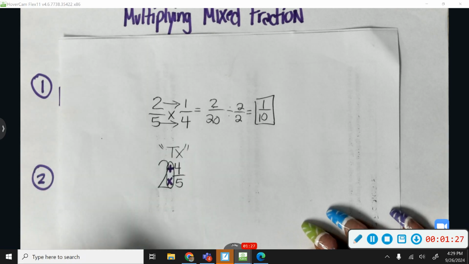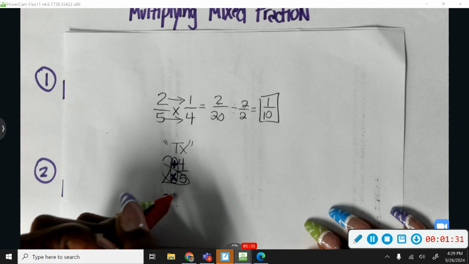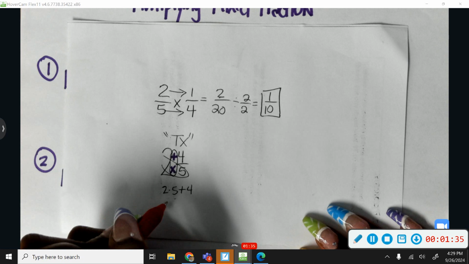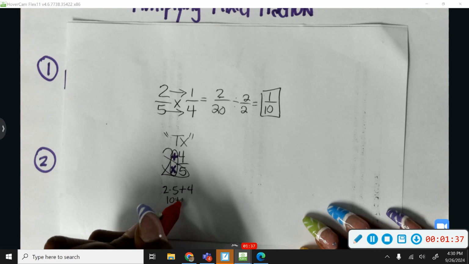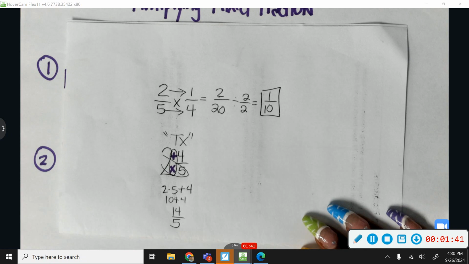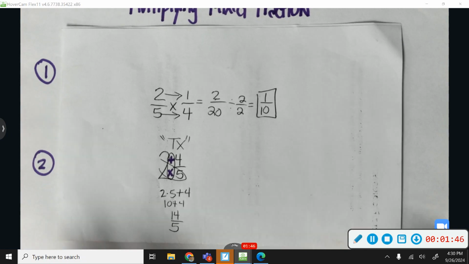So we multiply 2 times 5 plus 4. 2 times 5, that gives me 10, plus 4, that gives me 14/5. There goes my improper fraction. Let's do one more for practice, and then we'll jump into multiplying mixed fractions.